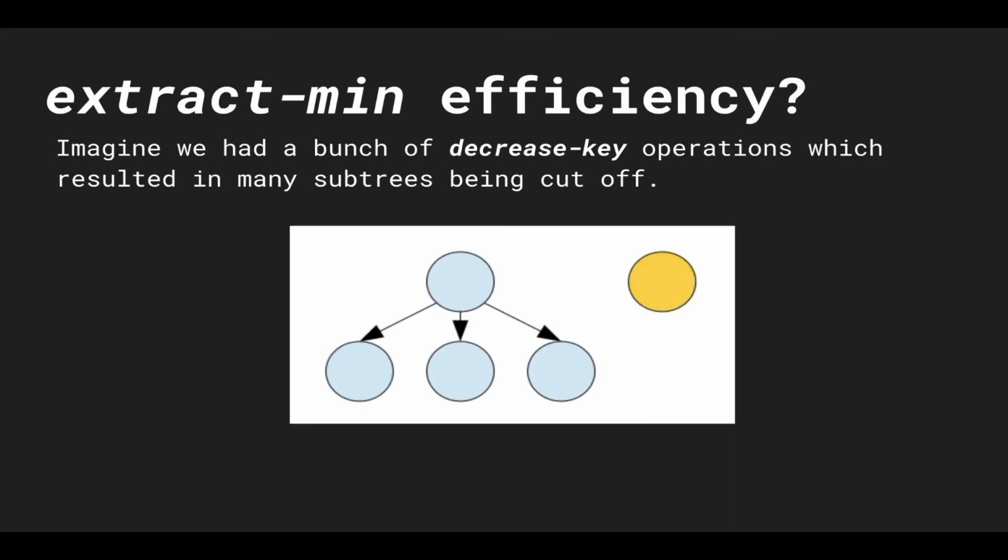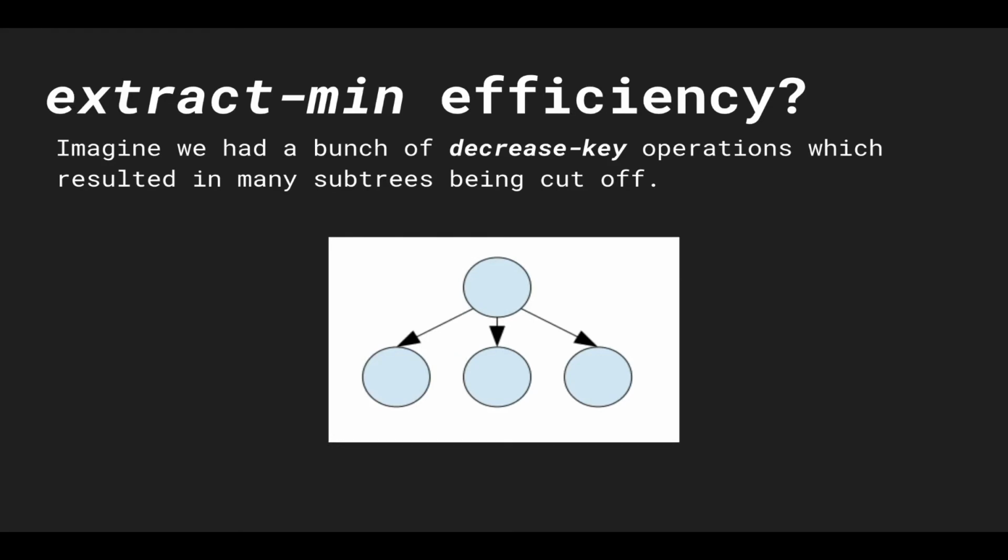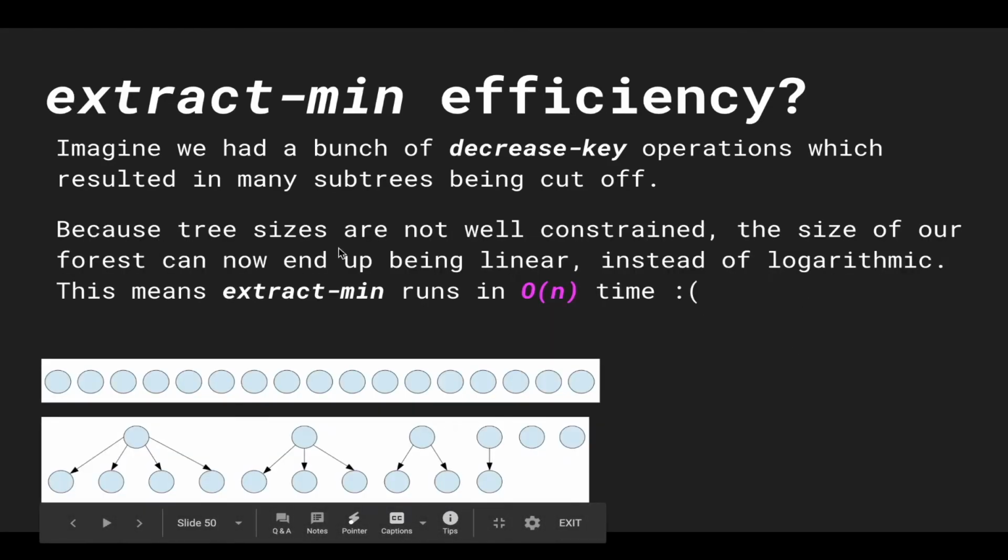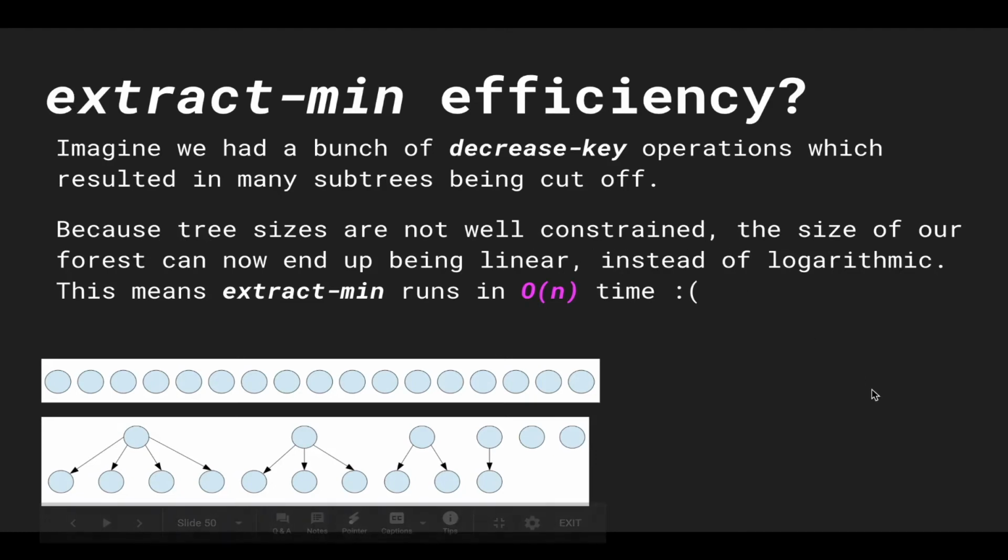And we rinse and repeat. And finally, we're left with this binomial tree right here. Because our tree sizes are not well constrained, the size of our forest can now end up being linear instead of logarithmic, and this means extract min runs in O(n) time.